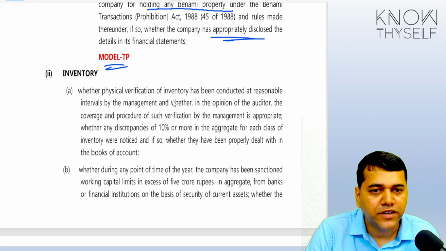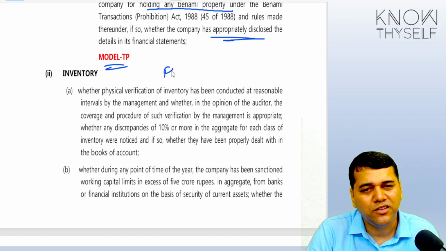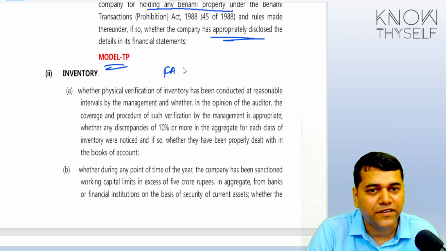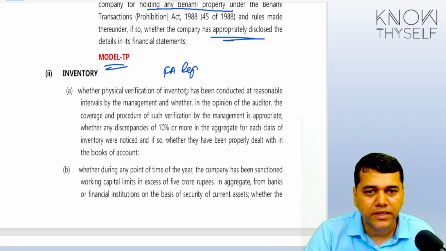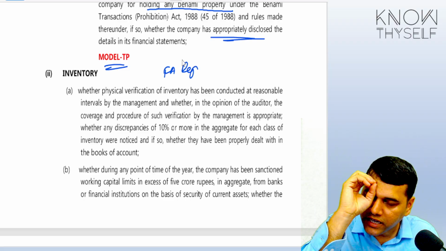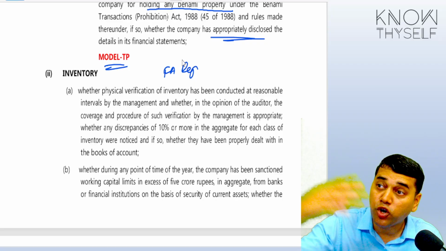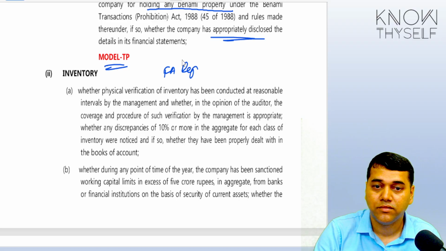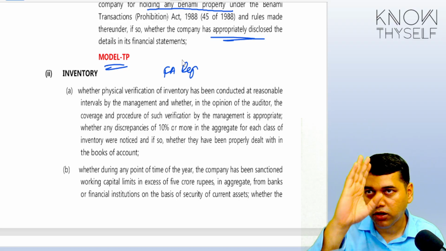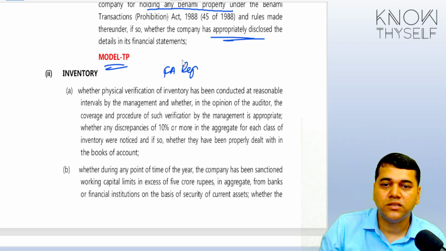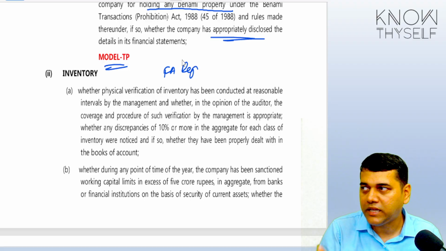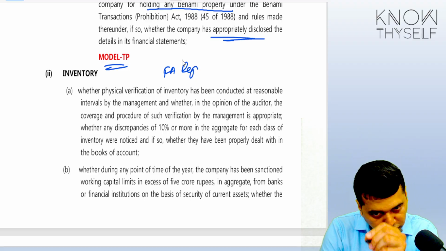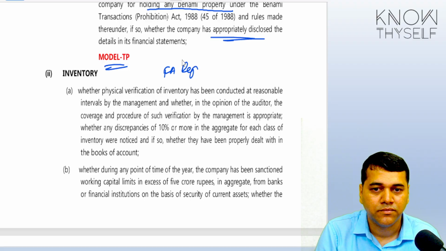Whether the physical verification of the inventory, see, for a fixed asset there is the FA register. But for inventory, by default, your accounting inventory register will be there. So that's why they didn't ask you, because they know any company will maintain it. But people may not maintain an FA register. Followed, no? At your home, you have got very good clarity how much dal is there, how much rice is there. But you may not have made a book. You know that you have got gold, you have got land, and all, but you may not have made it in one asset register.